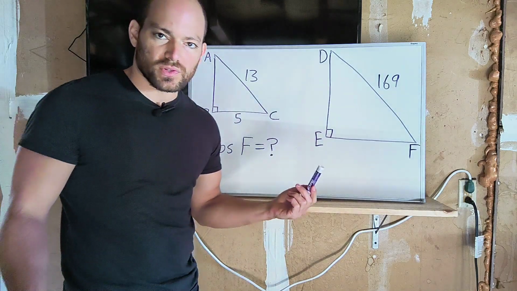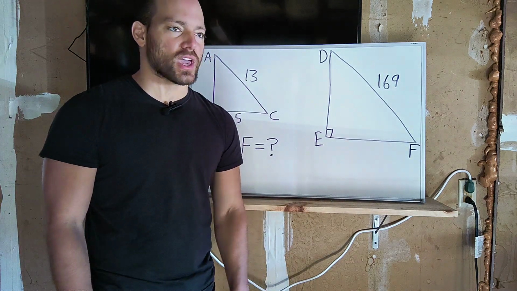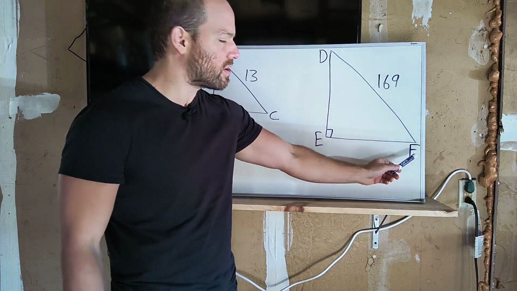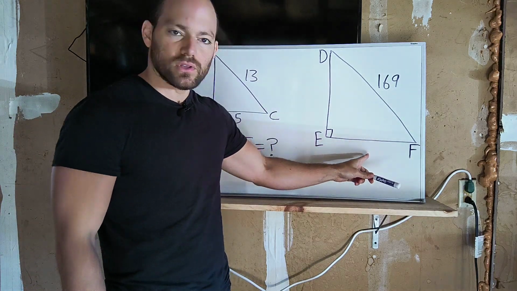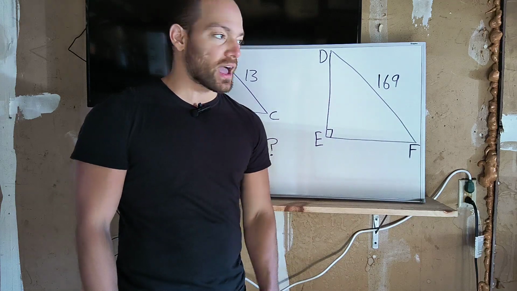Now, you'll know what cosine is, right? SOHCAHTOA: it's adjacent over hypotenuse. So we look at angle F over here. The adjacent side, we don't know. The hypotenuse we see is 169.